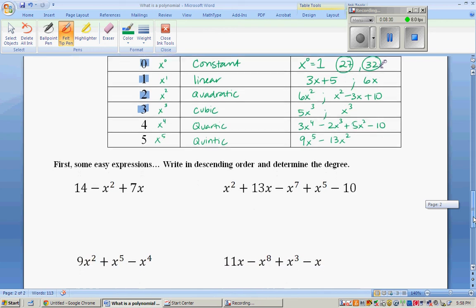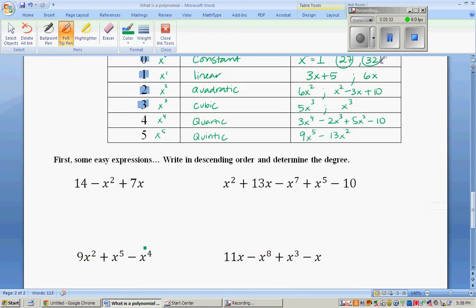Now, we're not going to worry about the multivariable right now, but I do want you to try this. Let's try 2 of them together, and you're going to do the other 2. We first want to say, what is the degree? So in this case, the highest exponent is that x squared. So this is a second degree, or a quadratic.